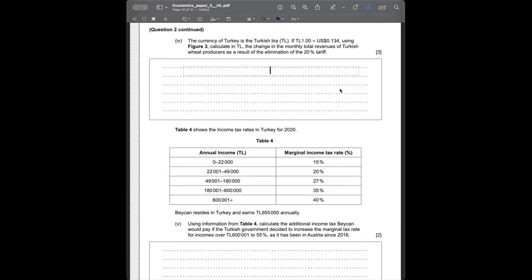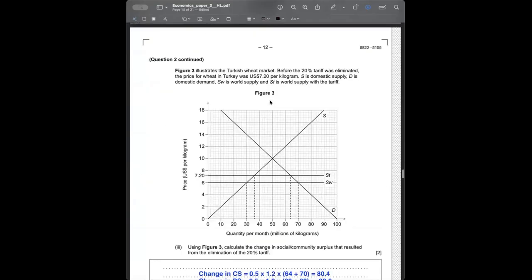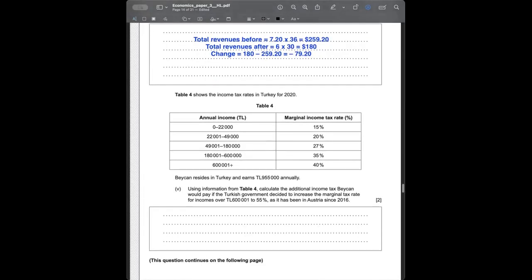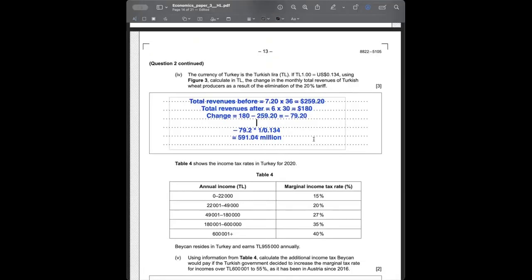Next question. The currency of Turkey is the Turkish lira, and it has these exchange rates. Using figure 3, calculate in TL the change in the monthly total revenues of Turkish wheat producers as a result of elimination of the 20% tariff. Let me first check figure 3, and I can calculate the change pretty simply. And then I should reflect the exchange rate. So 1 over US dollar. So it's going to be this much US dollar value.